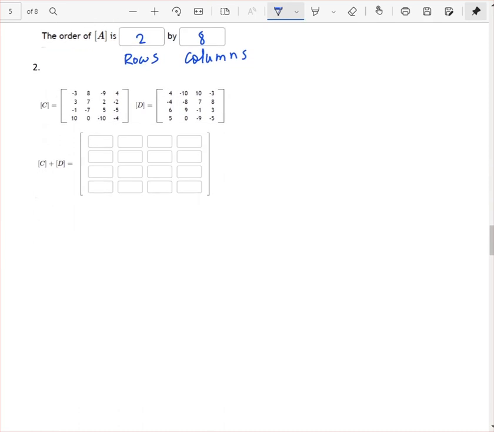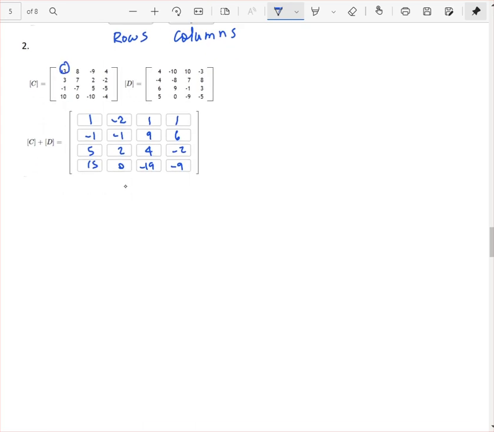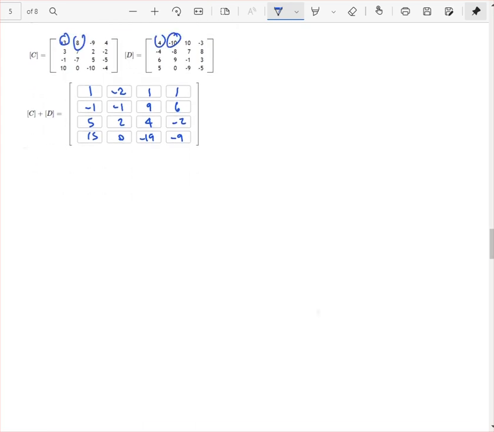Now the addition, you're just adding the matching terms like the -3 with the 4, the 8 with the -10. So you see you're adding just the corresponding terms. And that's how you add. You just add like the 3 with the 4, the 8 with the -10, and so on and so forth.